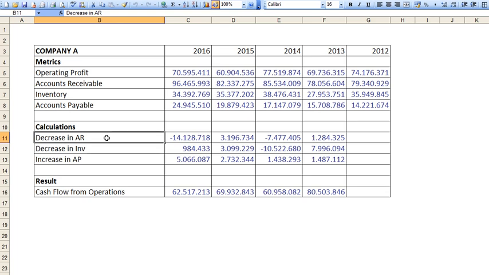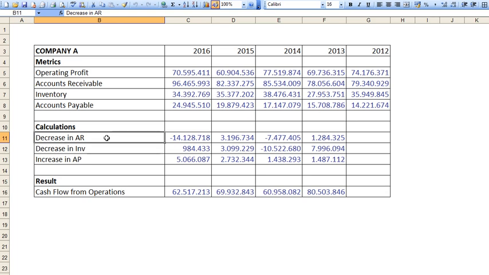So for example, let's say you had 1 million of accounts receivable last year, and this year you have 500,000 accounts receivable. That means you just collected 500,000. So that means your cash flow from operations must increase by 500,000. So that's why the decrease in accounts receivable is a good thing for you.